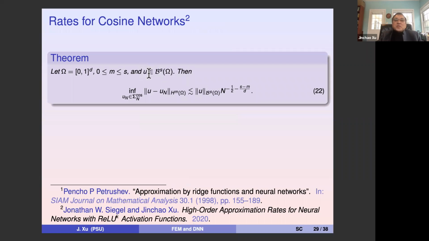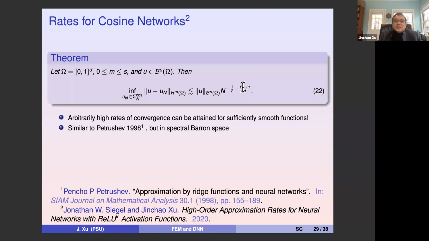If the U is smooth, this S can be anything. So this is like spectral accuracy. The cosine is like a Fourier method. You can get as high as you wish. We actually have an exponential convergence result. I think there's a Petrushev, classical approximation guy. He did this for some kind of Sobolev space, which is a smaller space than this one, roughly speaking. But we did it for the Barron space.